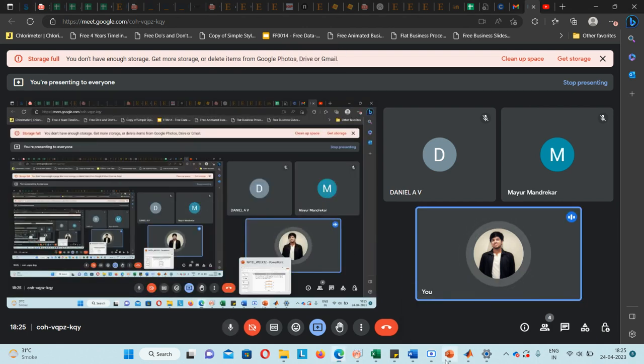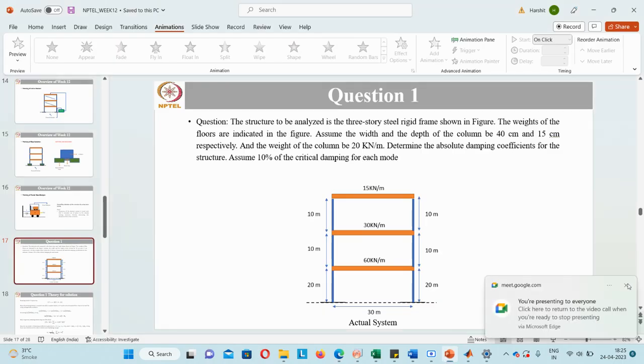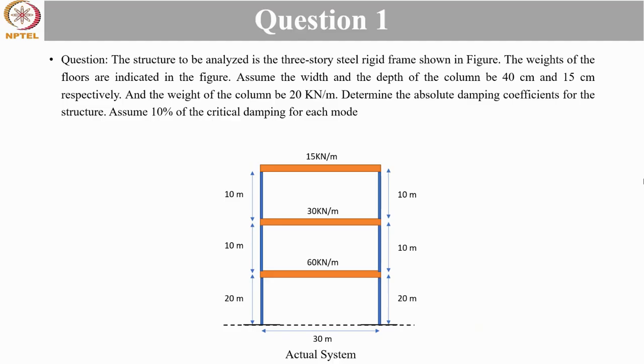Okay, so let's see the solution now. What was given in the question? We know a three-story rigid frame structure is given to us. We know the weight of each floor, and we know the dimensions of the columns and the weight of the columns. And what we need to determine is the absolute damping coefficient for the structure, assuming 10% of critical damping for each floor.